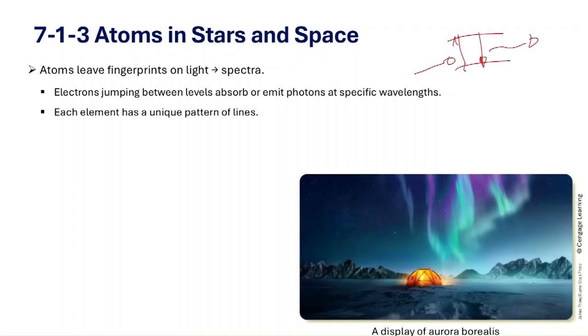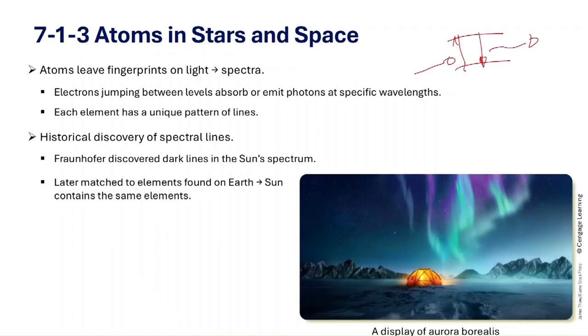Now this picture of the aurora is a vivid example. The green glow comes from oxygen atoms, while the red glow is linked to nitrogen atoms. So those colors are direct evidence of atoms emitting light at their characteristic wavelengths. So when we look at the sky, we are literally seeing atomic fingerprints painted across it.